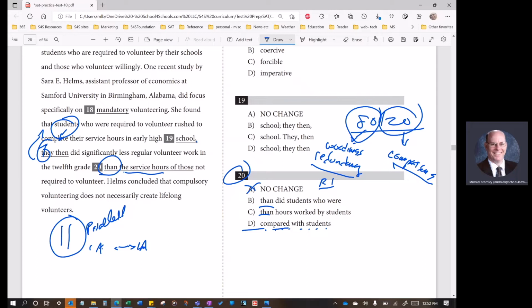So there's no parallel structure. And when I look down here, I see C does the same thing. I'm comparing students. They did less work than hours of work. So I'm comparing students to hours there. I get rid of C as well.